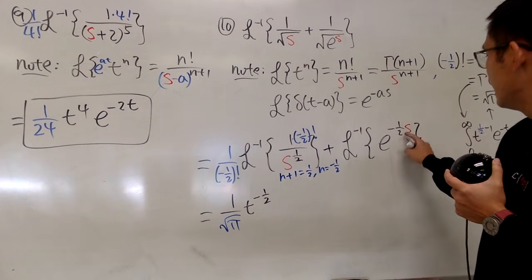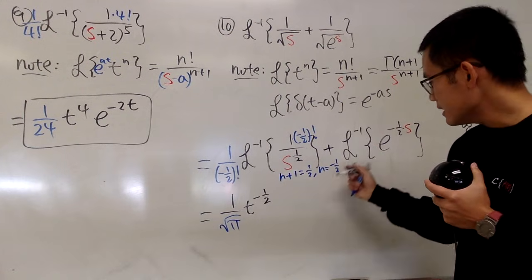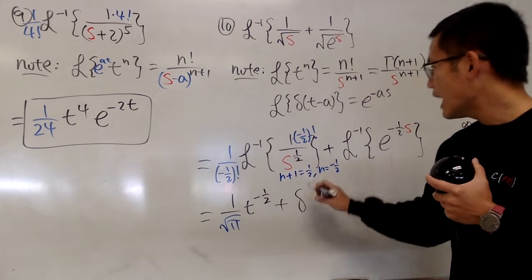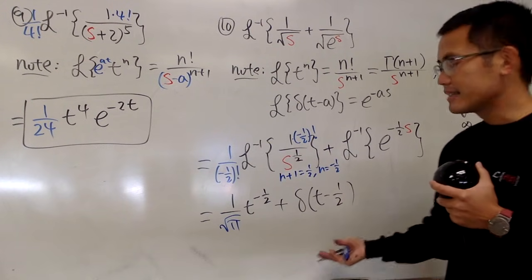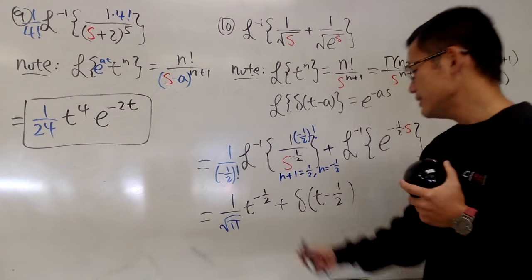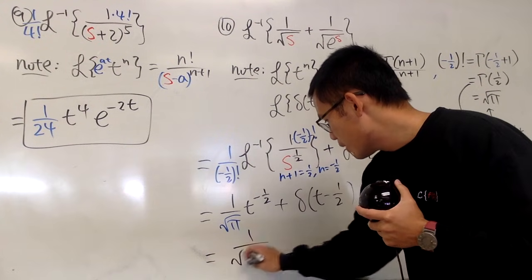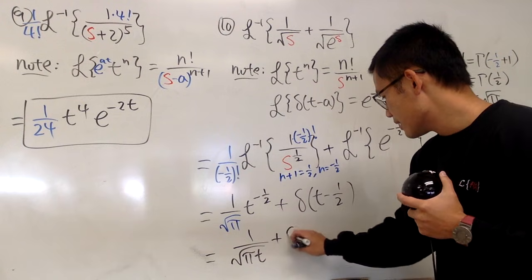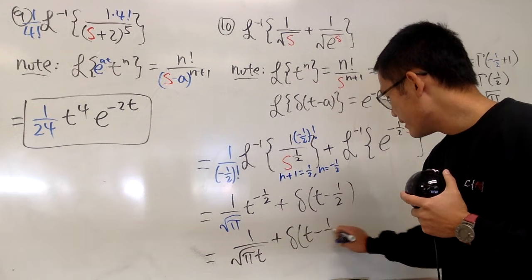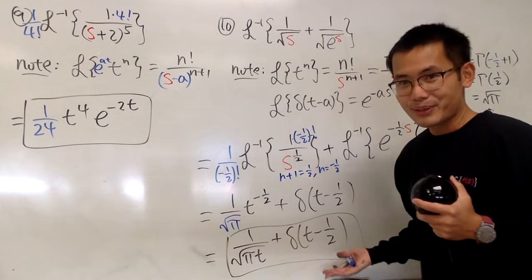For this, a is 1/2, so you just put it right here. So you just have to add the delta of t minus 1/2, like this. And if you want to be fancy, you can put this down, join that. So finally, you have 1 over square root of pi t, and then plus delta of t minus 1/2. Just like that. Cool, huh?